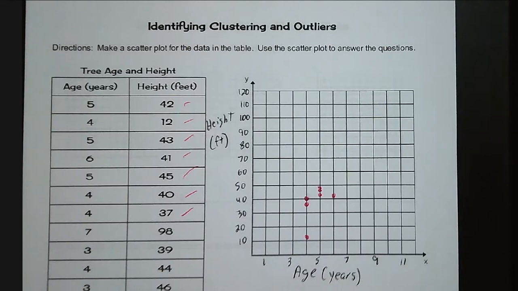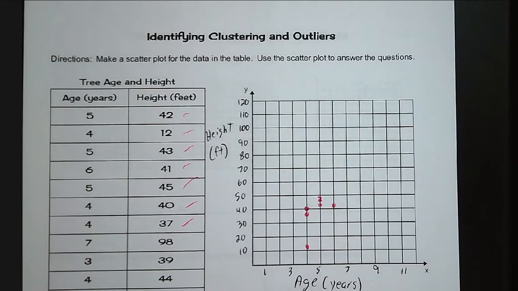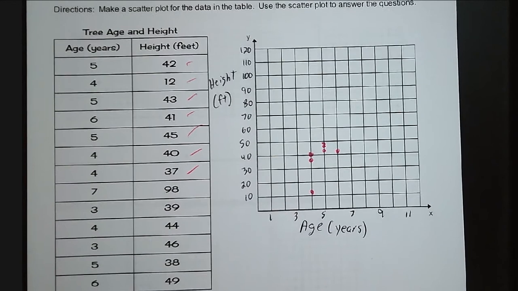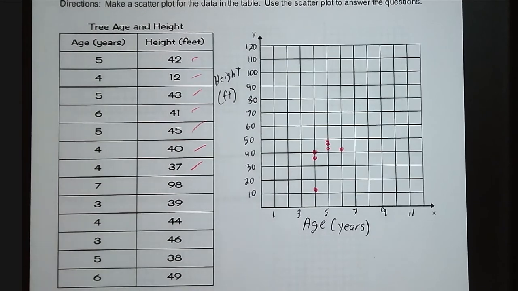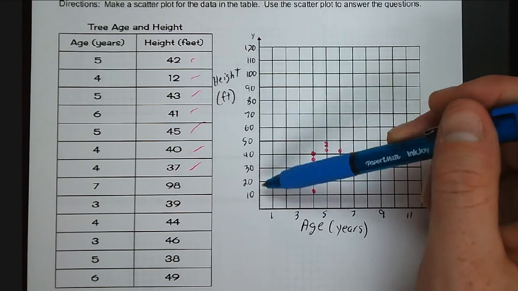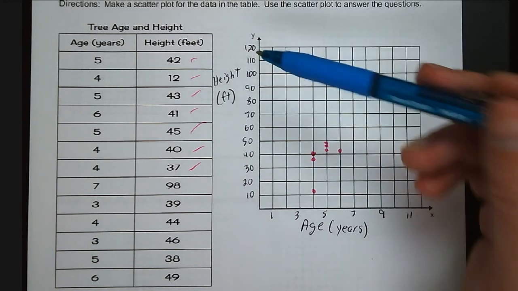All right. Our next section here is going to be about identifying clustering and outliers. And again, I've already graphed part of the data points for you. So if you want to pause the video and catch up to what I have here, go ahead. I've labeled my x-axis as the age in years of the tree. And I went up by ones. I only wrote the odd numbers though. My y-axis is the height in feet of the tree. And I went up by 10-foot intervals.